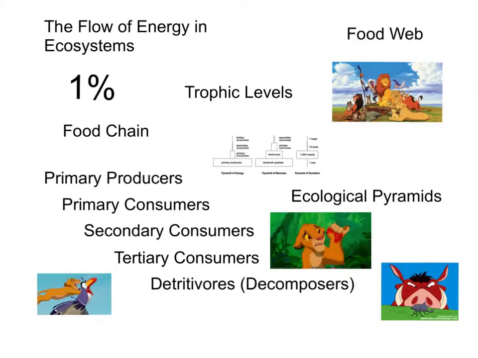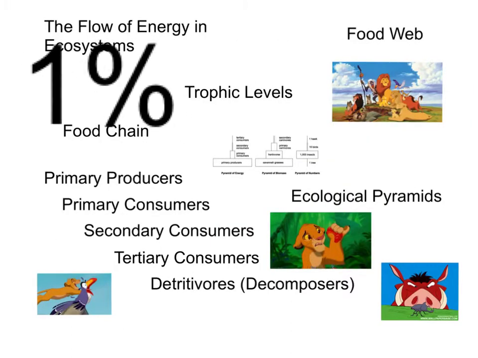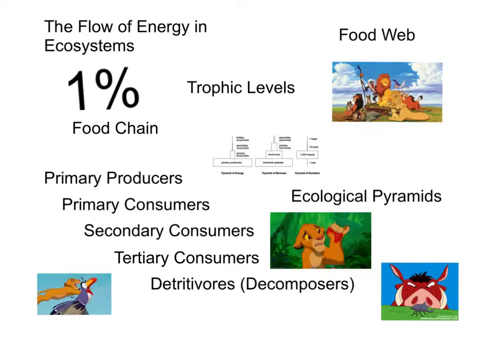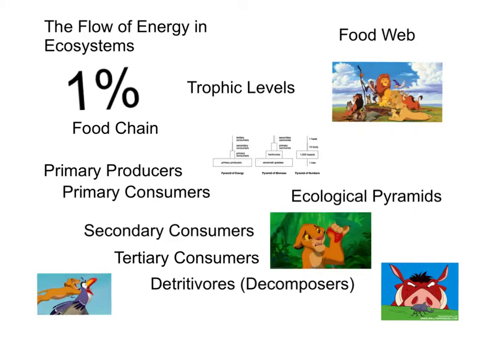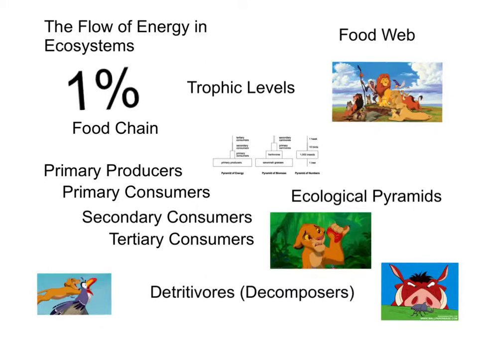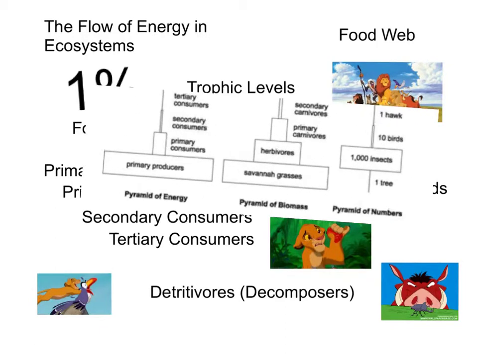The flow of energy in ecosystems. Only 1% of solar energy is converted into organic matter. A food chain shows who eats whom. A food web is more complete. The trophic levels illustrate energy flow. Primary producers convert sun energy. They are eaten by primary consumers, and they are eaten by secondary consumers, and they are eaten by tertiary consumers, and all the consumers are eaten by the detritivores, the decomposers. Ecological pyramids show the relationship between the levels.